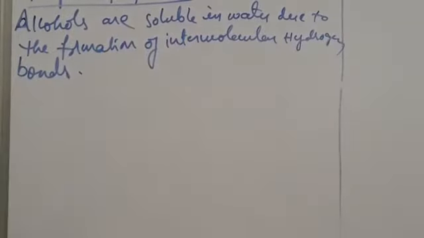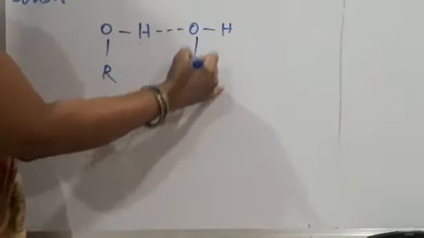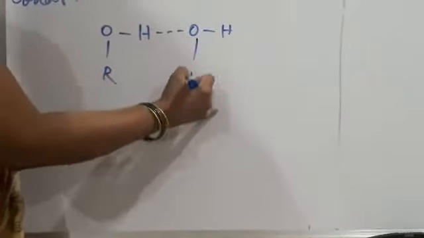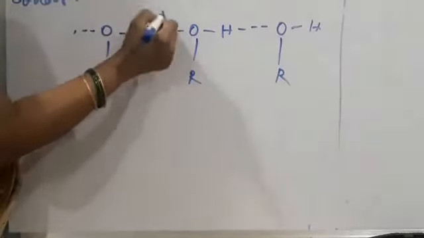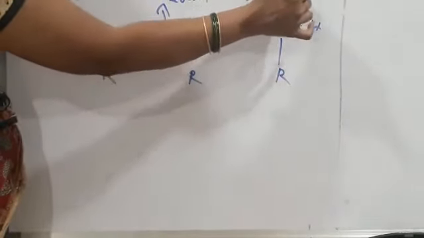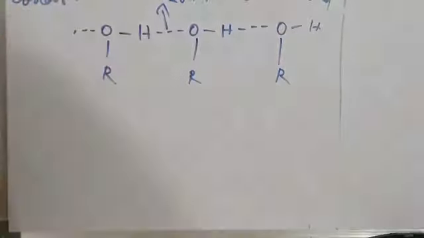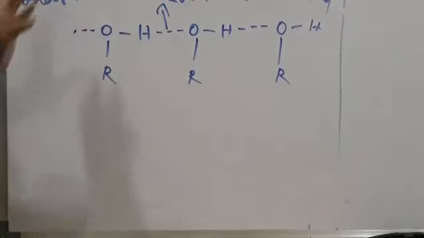For example, if alcohols are in water, they form ROH, this is alcohol. So they form intermolecular hydrogen bonds. The dotted line indicates intermolecular hydrogen bonds. So due to the formation of intermolecular hydrogen bonds, they are generally soluble in water. Then coming to boiling points. So this is solubility, that is in polar solvents like water. Alcohols are more readily soluble in water because they form intermolecular hydrogen bonds.